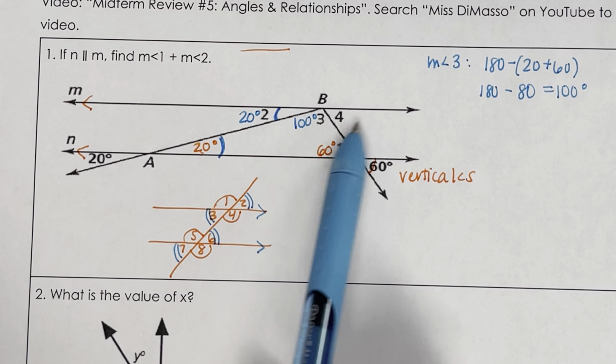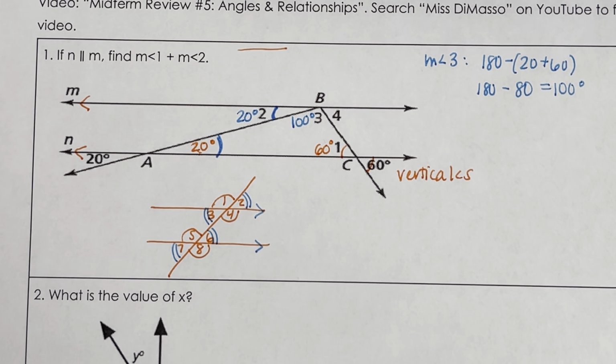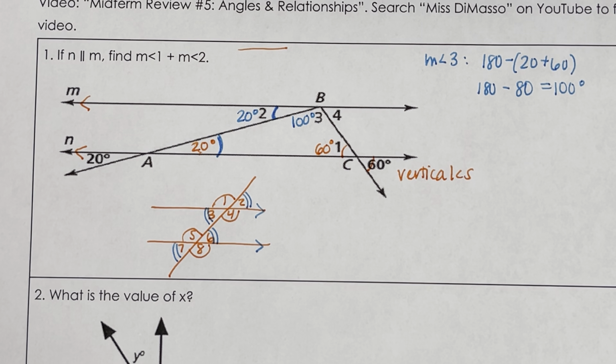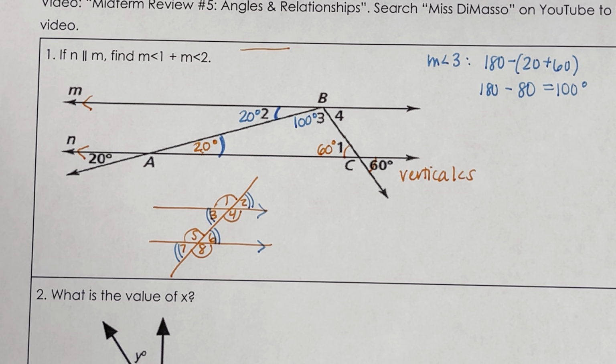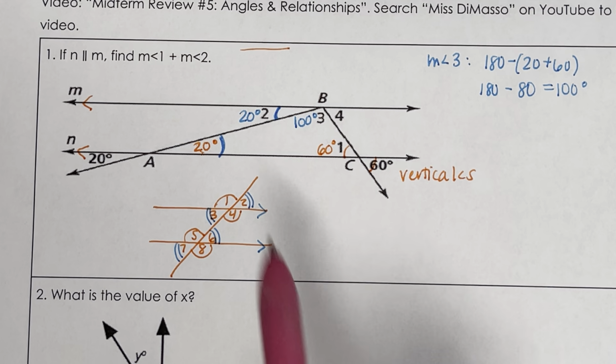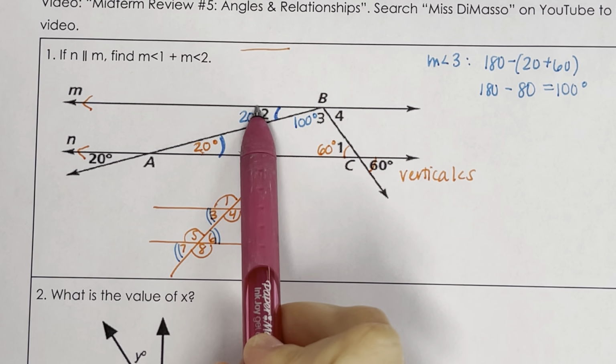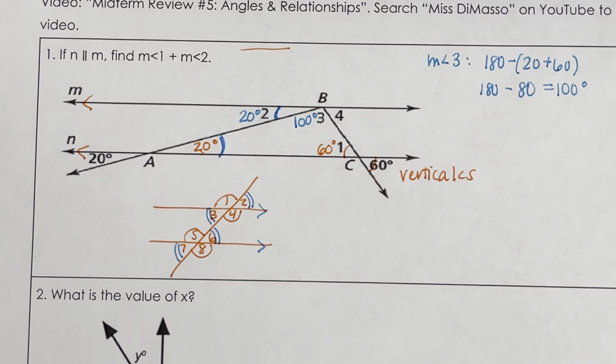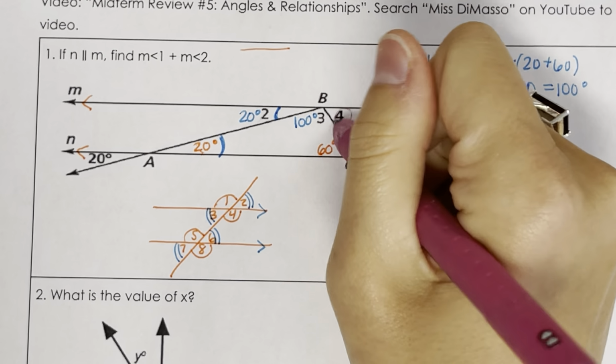Now I don't actually need to figure out angle 4, but if I wanted to, I could very easily, because I know that if I put together angle 2, angle 3, and angle 4, if I add angle 2, 3, and 4, I should get a straight line, which is 180 degrees. So I could figure out that angle 4 really easily if I wanted to.